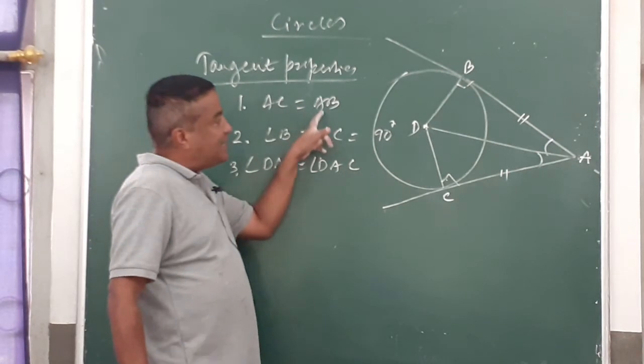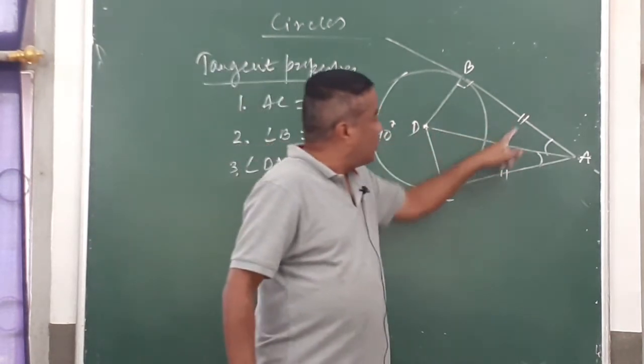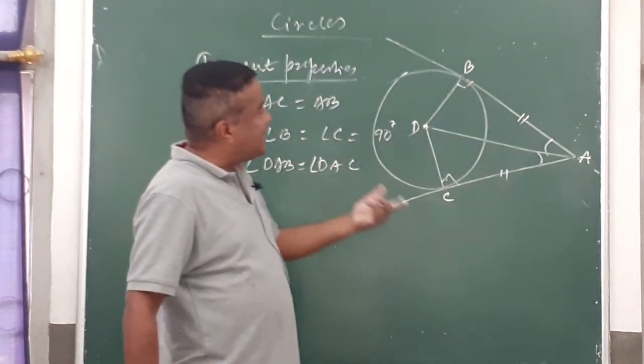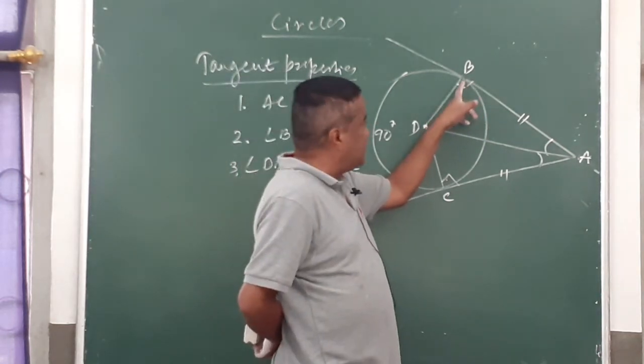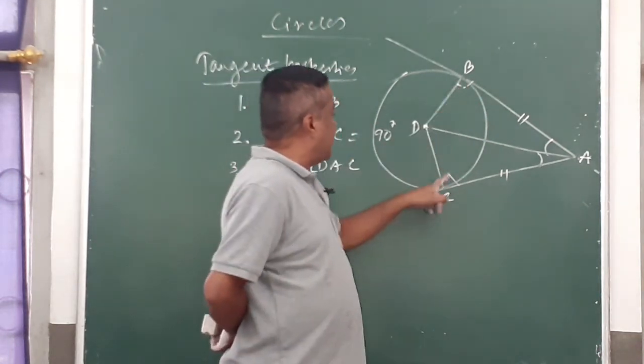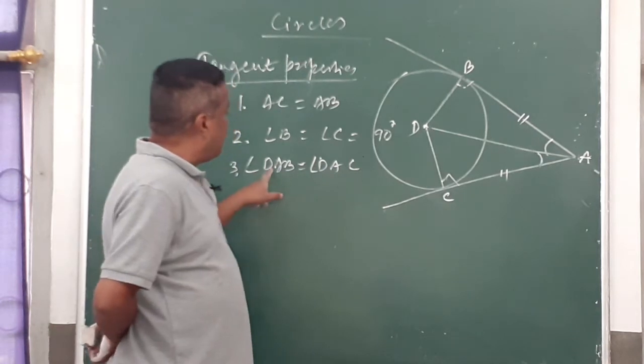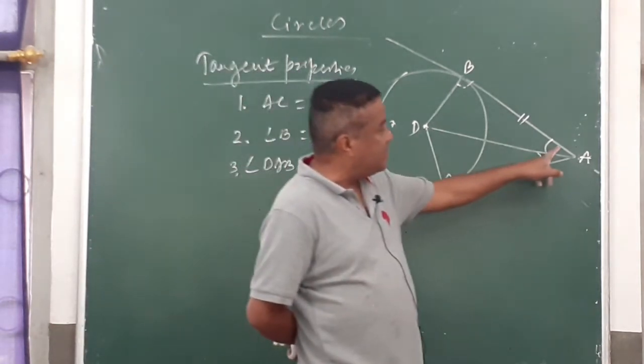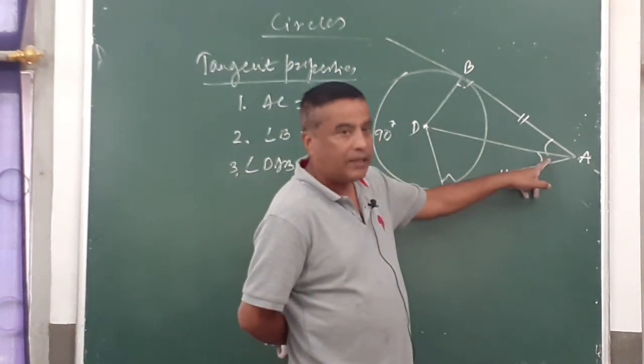Now, under tangent property, there are three theorems. Number one, both the tangents are equal. I have told you. Number two, whenever radius and tangent will meet, it forms a 90 degree. This is important. Angle B and angle C is 90 degree. Number three, angle DAB and angle DAC are equal, means this angle and this angle are equal.